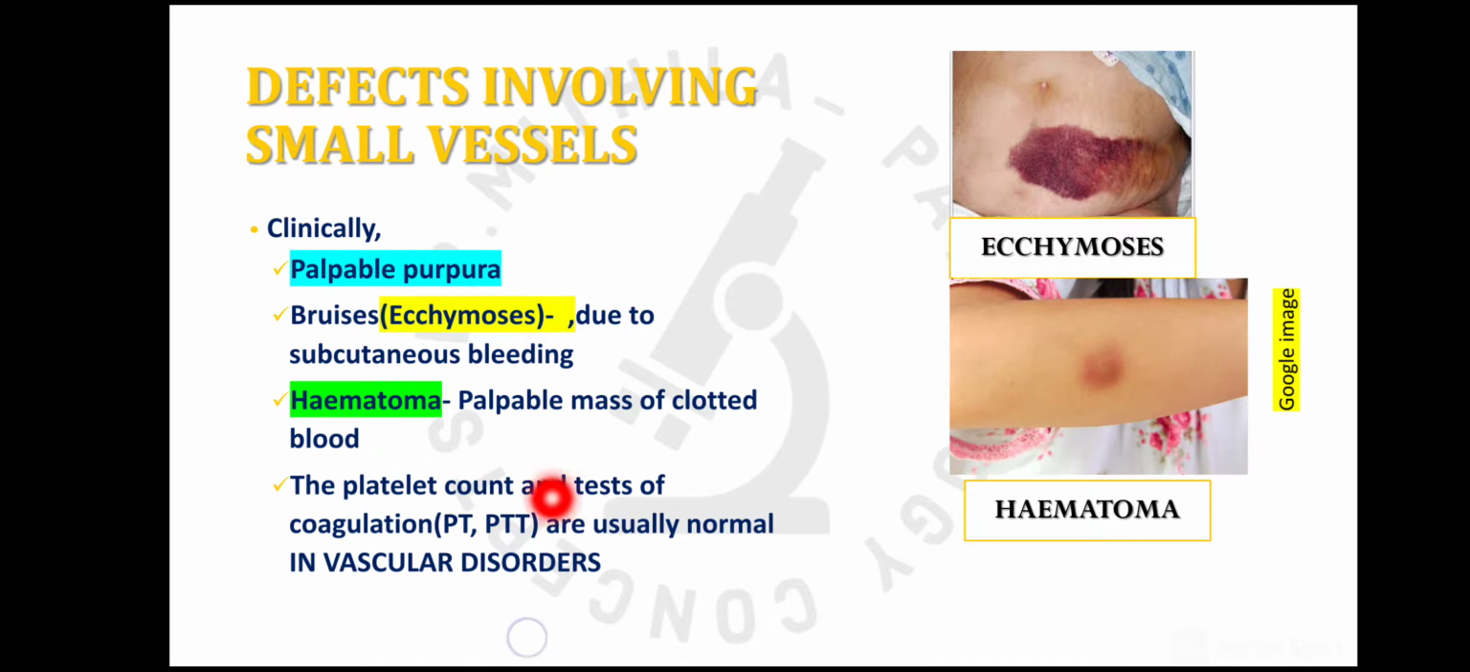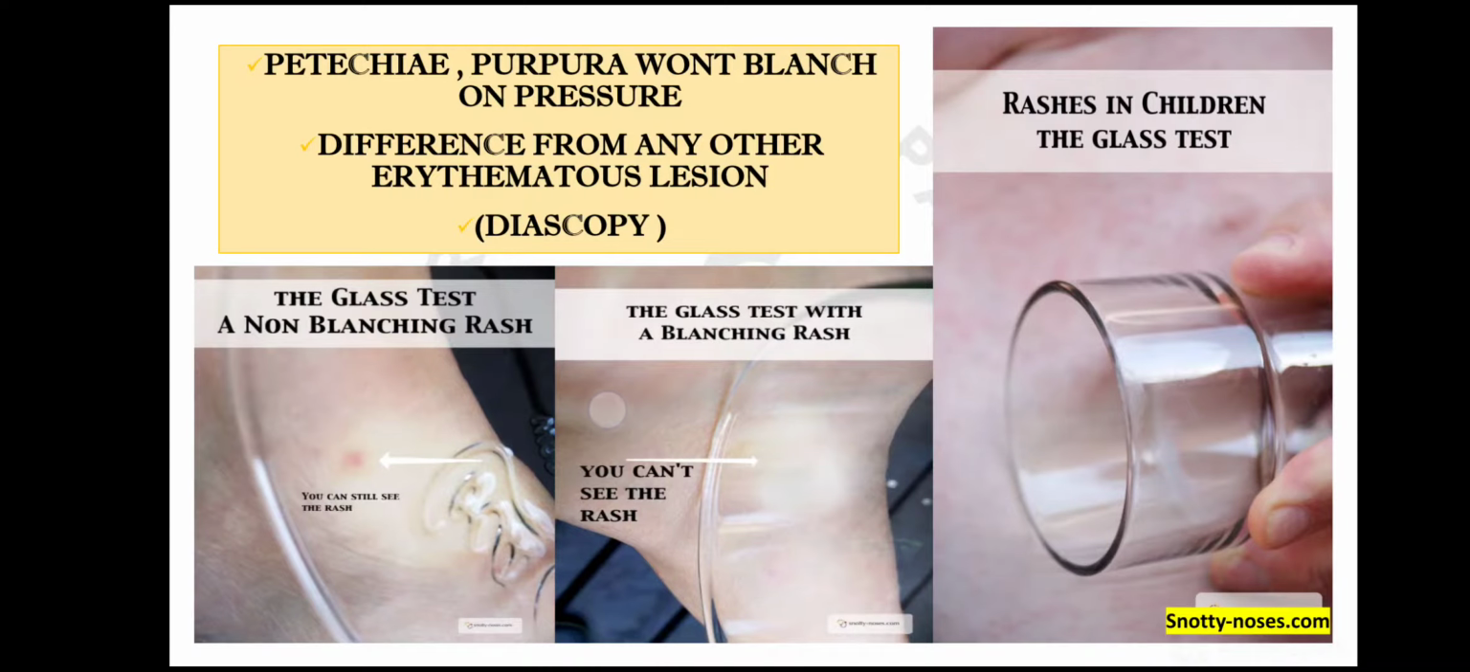The platelet count and test of the coagulation, they are usually normal in vascular disorder, except for one or two tests which are also abnormal in the primary hemostatic disorders, like the bleeding time and the Hess capillary test. So other tests will be in the normal range in the vascular disorders.